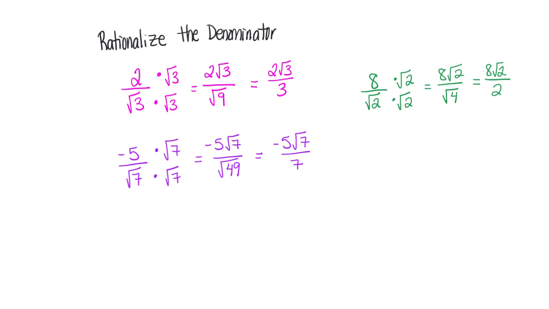Now, the one thing I want you to notice is that anytime it's possible to simplify, you're going to want to do that. So this 8 over 2 does simplify to being 4 times the square root of 2, because I would simply just do 8 divided by 2.